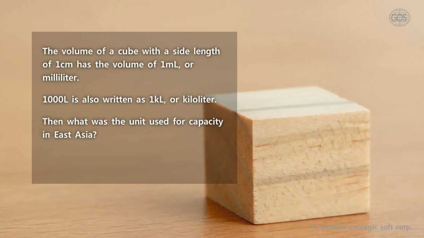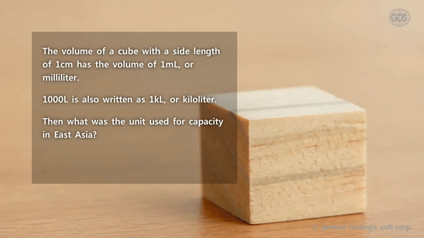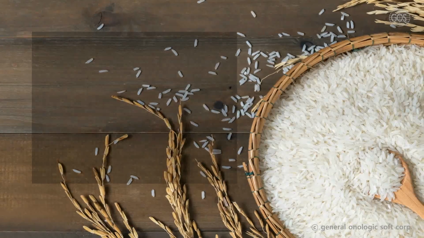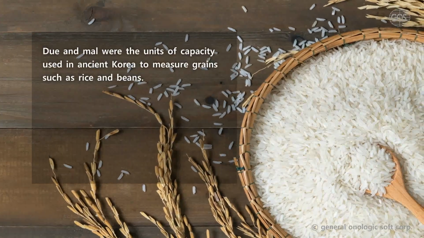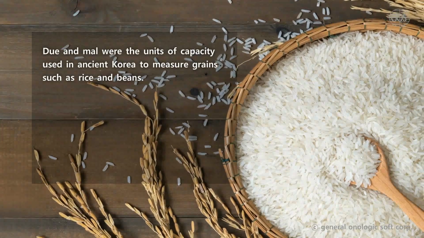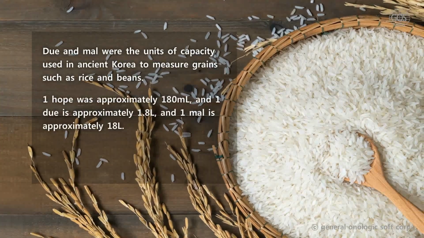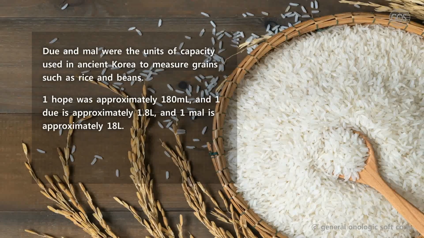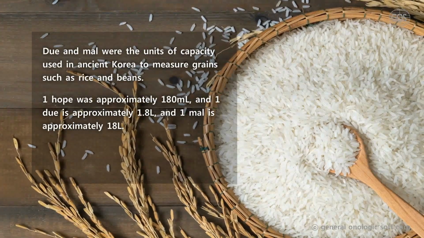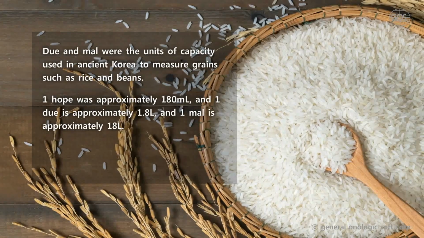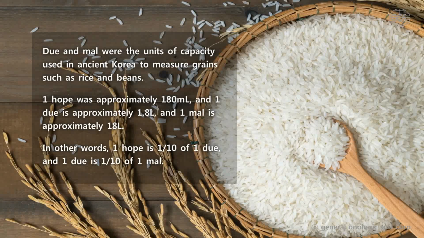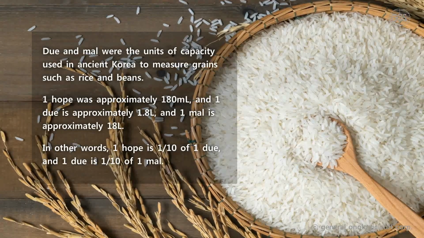Then what were the units used for capacity in East Asia? Doe, doe and mal were the units of capacity used in ancient Korea to measure grains such as rice and beans. 1 hop was approximately 180 milliliters, 1 doe is approximately 1.8 liters, and 1 mal is approximately 18 liters. In other words, 1 hop is 1/10 of 1 doe, and 1 doe is 1/10 of 1 mal.